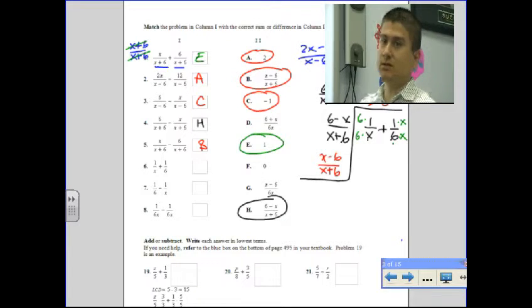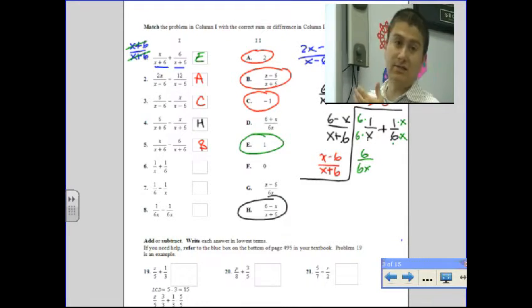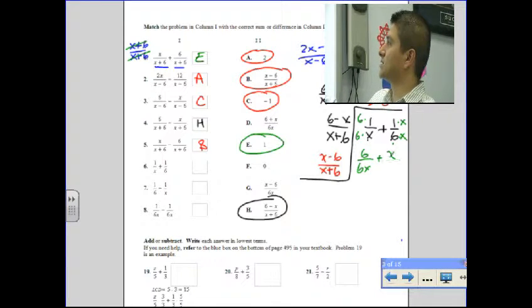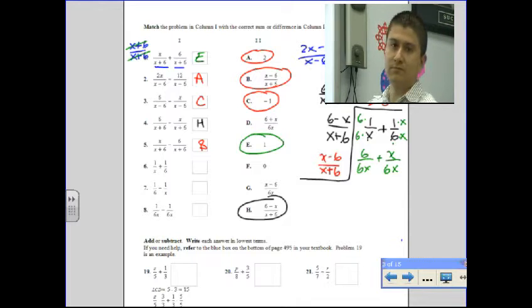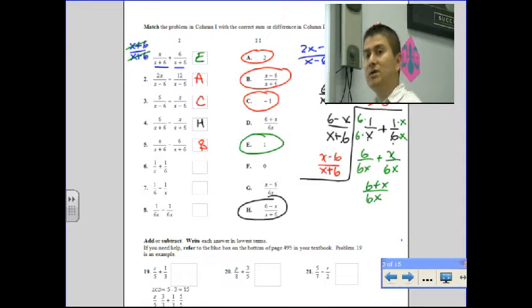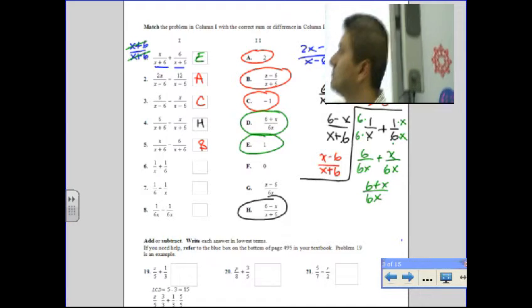Now they're both 6x. So I multiply the top as well, the numerator. So I get 6 over 6x. On the right hand side, I can do 1 times x, which is x over 6x. And then I go ahead and combine the numerators. The 6 and the x added together, so it's 6 plus x. The denominator is the same now, so I can keep that denominator. That's my answer. That's letter D.